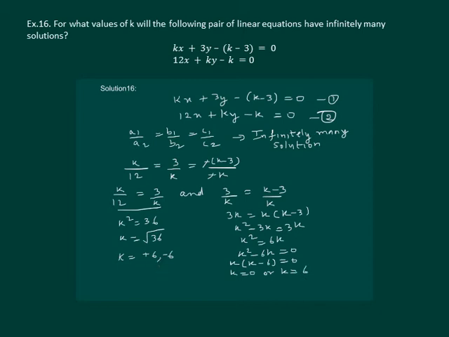Now from here, k can take value 0 or 6, or plus 6 or minus 6. The value of k that satisfies both the conditions is k equal to 6. So we write at the end of the answer, the value of k that satisfies both the conditions is k equal to 6. So for k equal to 6, the pair of linear equations has infinitely many solutions.